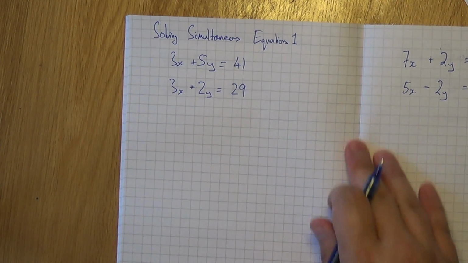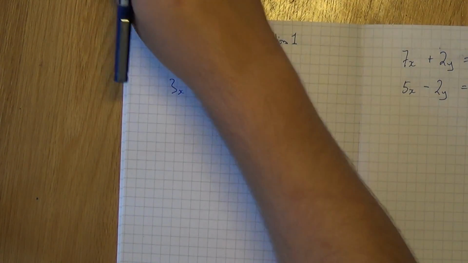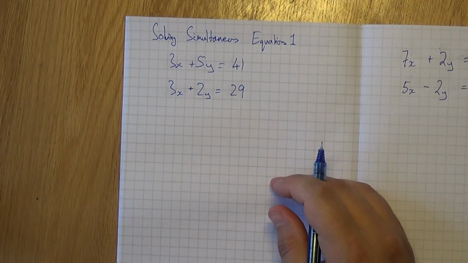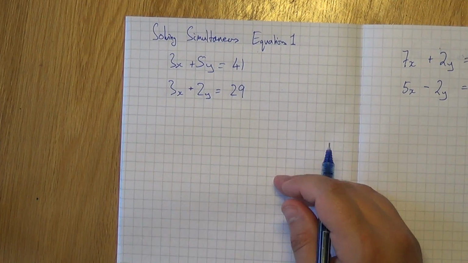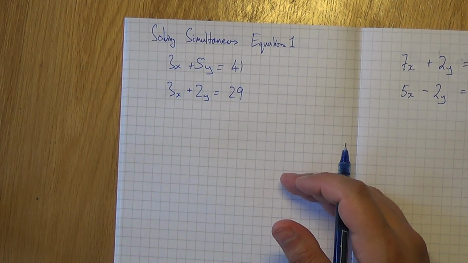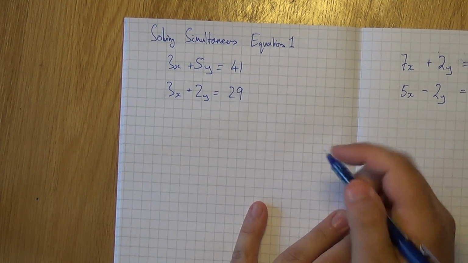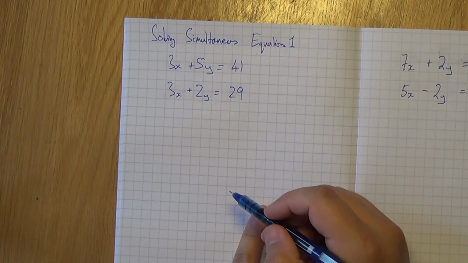Okay, so we've seen recently that we can manipulate equations nicely. We're now going to look at this thing called solving simultaneous equations. Simultaneous is just the proper word for at the same time. So we have two equations here.